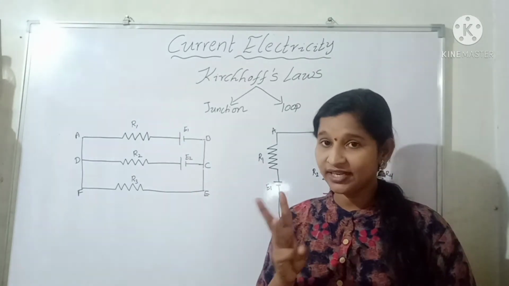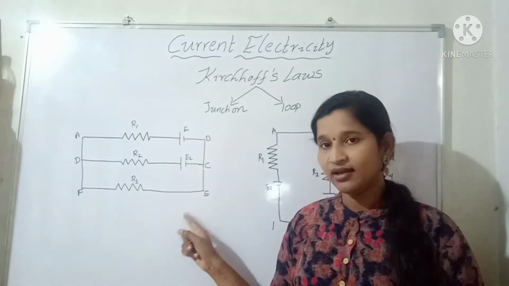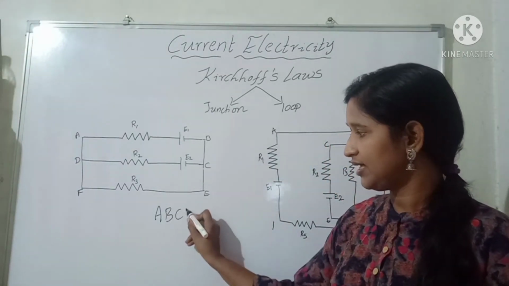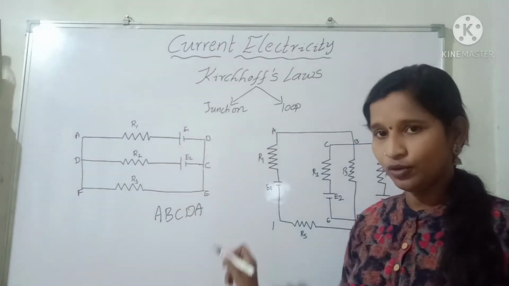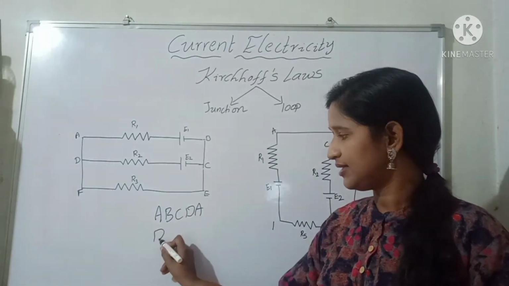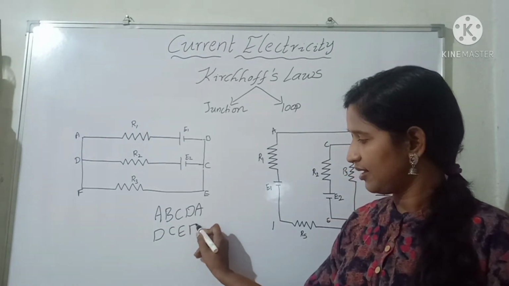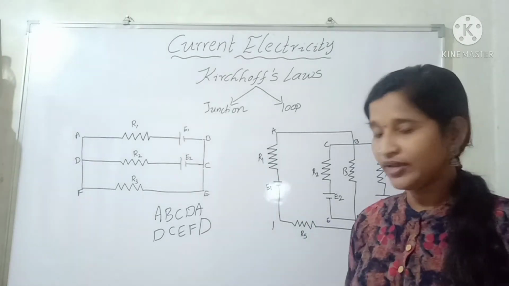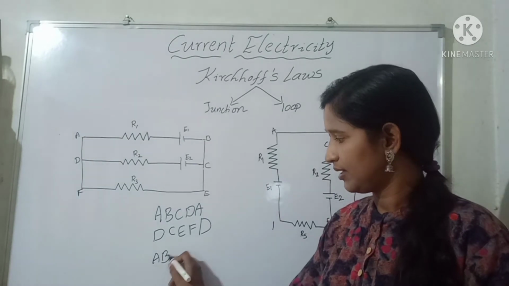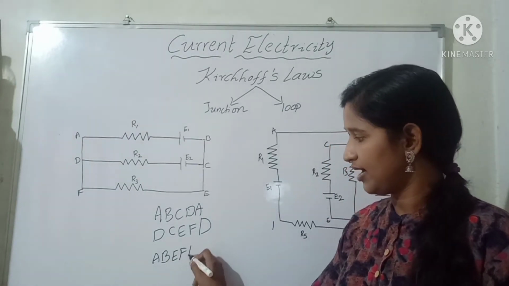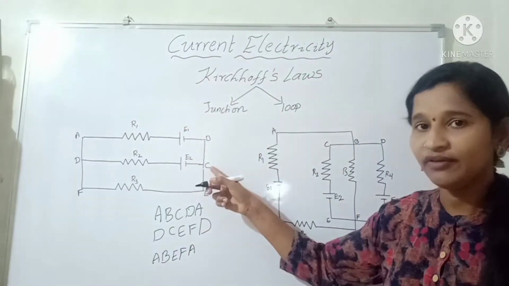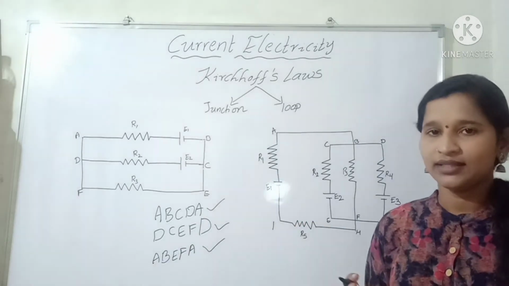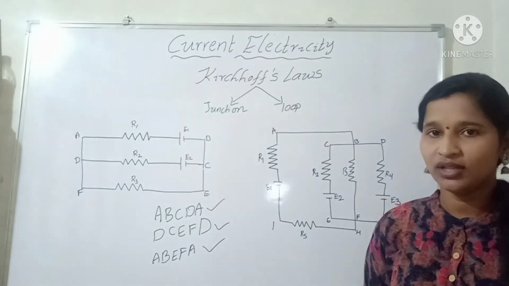So here we are considering that three loops are there in this circuit. What is the first one? The first one is A, B, C, D, A. This is one loop. The second one we can take is D, C, E, F and D. This is the second loop. The entire circuit also we can take: A, B, E, F and A. So in that circuit we can see that three loops are there. A loop is nothing but a closed conducting path.